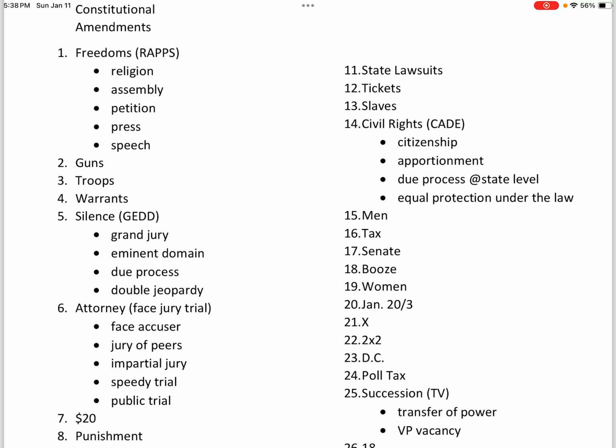Number 24 is the poll tax. This eliminated the tax to vote. What's really kind of unfortunate is this didn't come until 1962, which means that the Jim Crow laws that were set up in the Civil War amendments to get around things like equal protection under the law, and things like a literacy test and issues like that, it finally put an end to some of those laws.